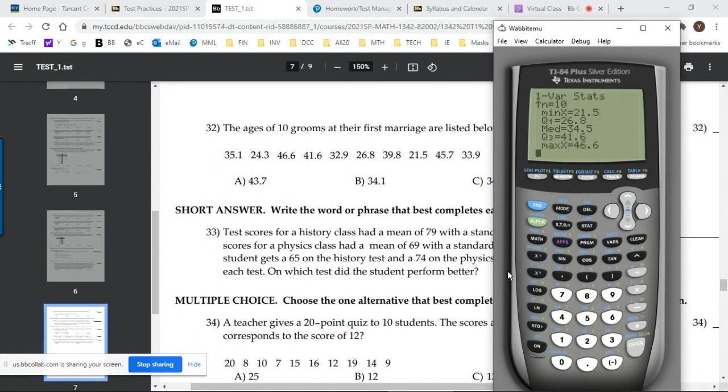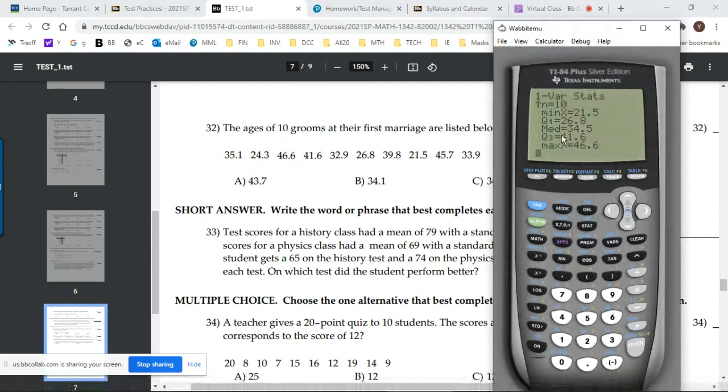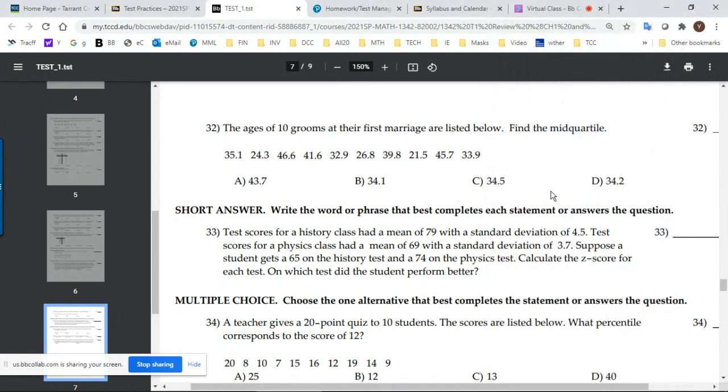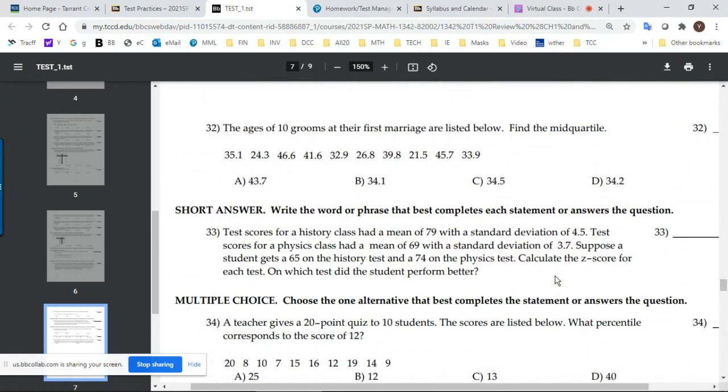And if I want to find the mid-quartile, I will just use Q1 plus Q3 divided by 2. So I already have Q1 right here. I already have Q3 right here. And then I just copy these two numbers, add them together, divide by 2, and that will give the mid-quartile. Okay, so finding Q1 and Q3 will be a little bit more work than just finding the mid-quartile. Okay, any questions? You said mid-quartile was Q1 plus Q3 divided by what? Divided by 2.